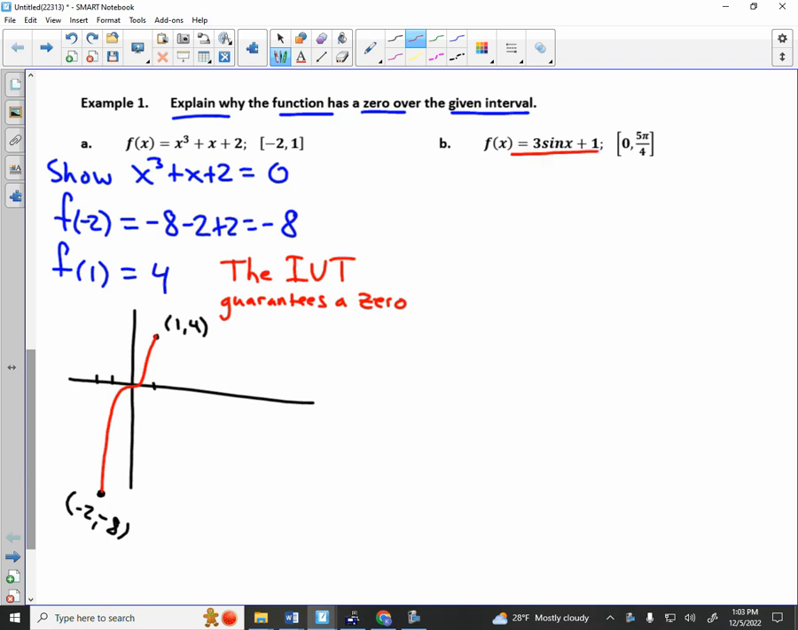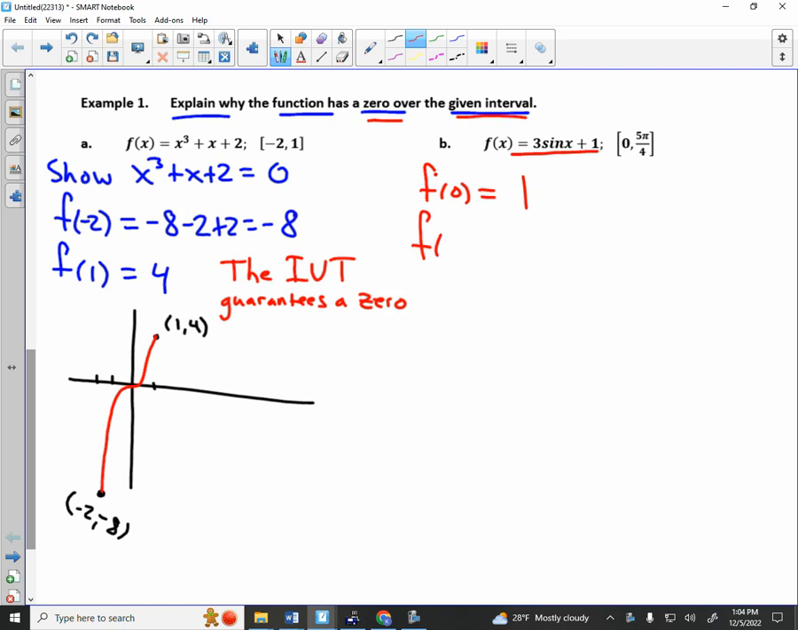Let's look at this function. Not quite as clear that that would cross over the x-axis somewhere. We're going to show that it has a 0 over the given interval. First, I'm going to do f of 0. Sine of 0 is 0. Times 3 is 0. Plus 1 is 1. So we know it starts at the point 0, 1.